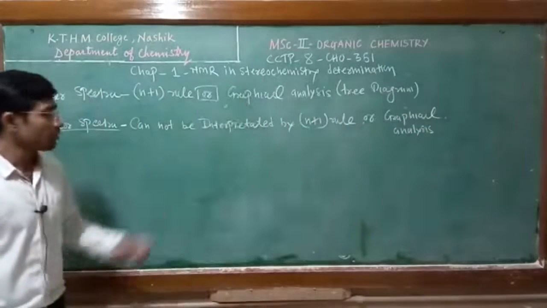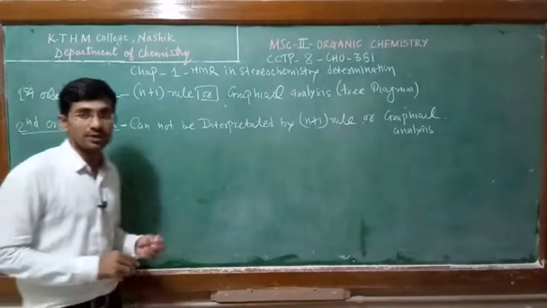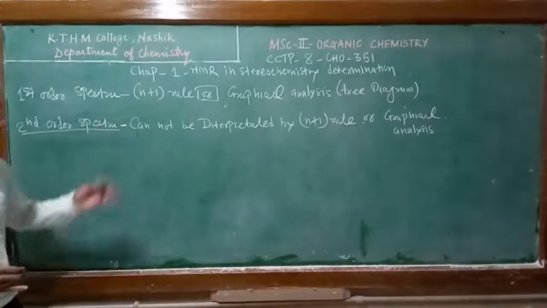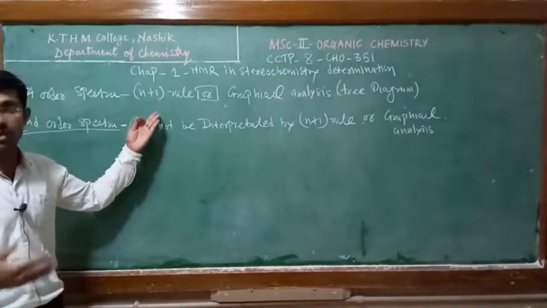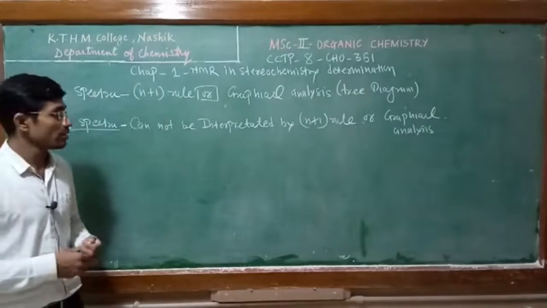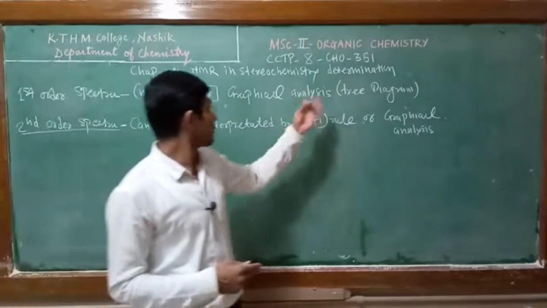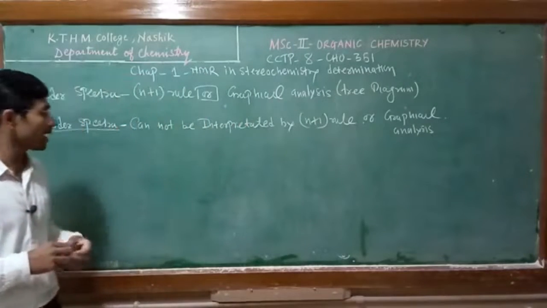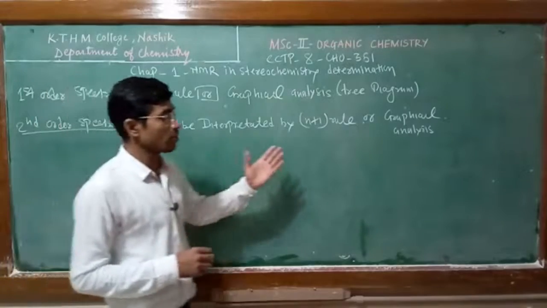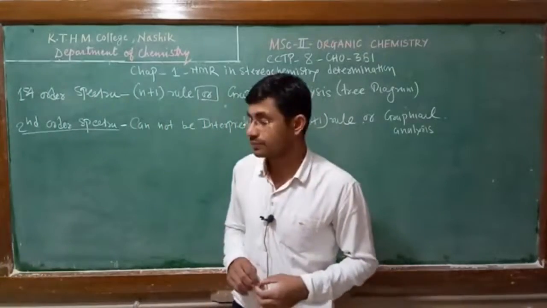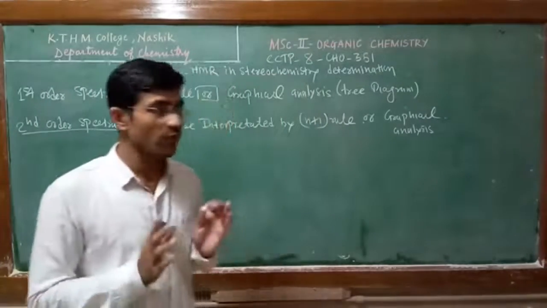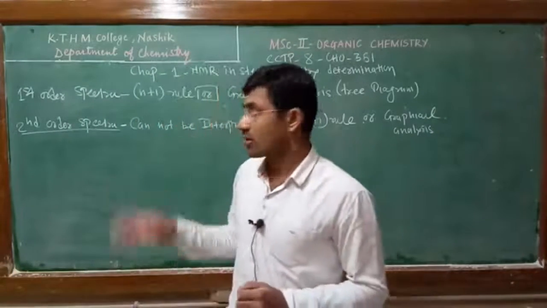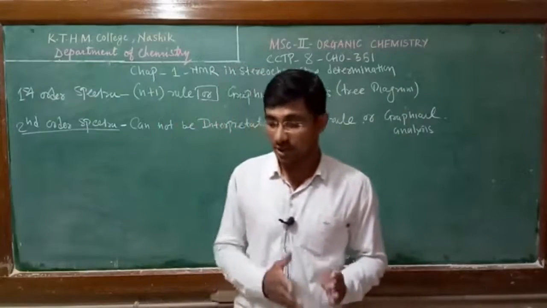So the n+1 rule is nothing but the splitting pattern in 1H NMR. For first order spectra, we can apply the n+1 rule, or with the help of the tree diagram we can analyze the spectra. But second order spectra cannot be analyzed by the n+1 rule or graphical analysis. So this is the most important difference. We discuss first order spectra and second order spectra simultaneously here.